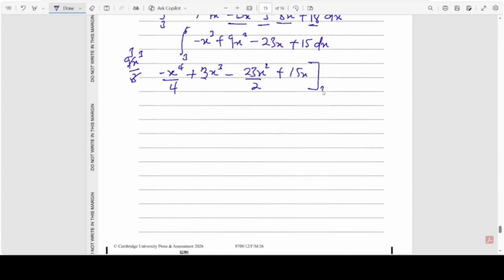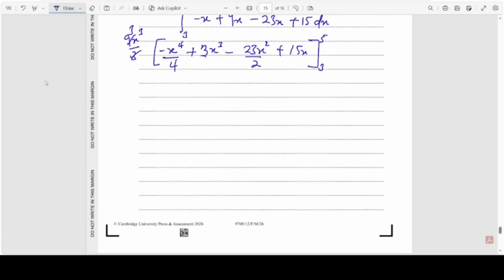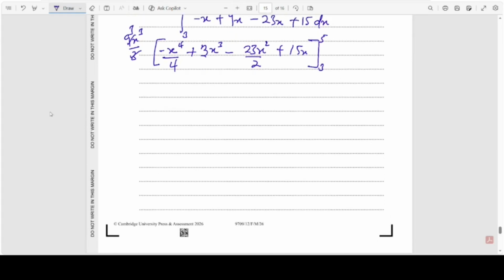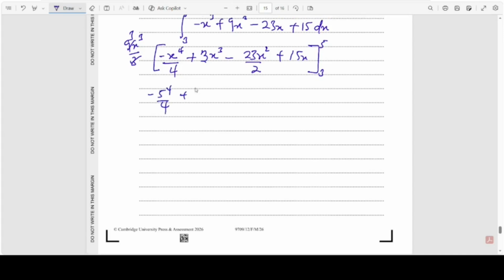Then we write our limits from 3 to 5 over here. Then we substitute the upper limit first before the lower limit, because if you mistakenly substitute the lower limit first, minus the upper limit, your answer is going to be negative. But since we are trying to find area, and area cannot be negative, you just make your answer positive in case you interchange the substitution. So I'm going to substitute the value 5 and then do the same for 3. So let's go for 5. Going to have negative 5 to the power 4 divided by 4 plus 3 times 5 cubed minus 23 times 5 squared over 2 plus 15 times 5. That's the first part. Minus, we do the same thing for 3.